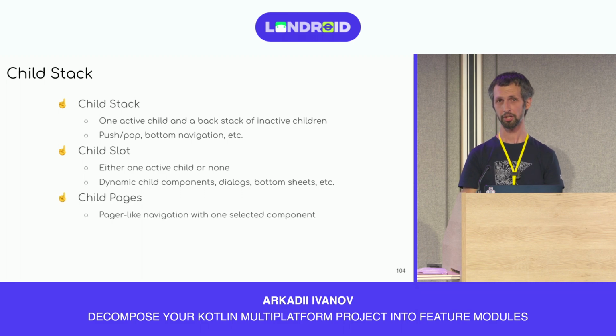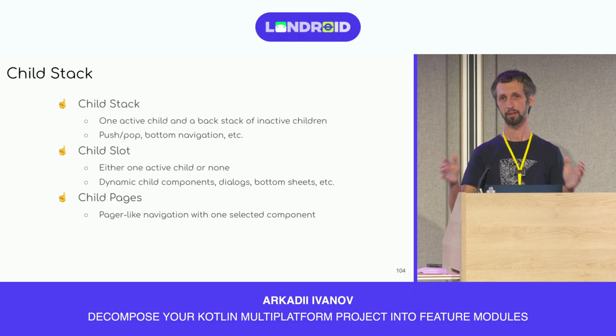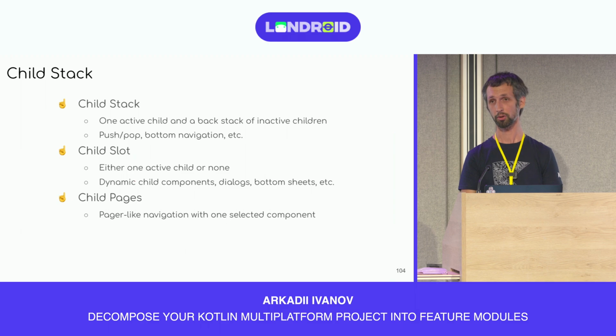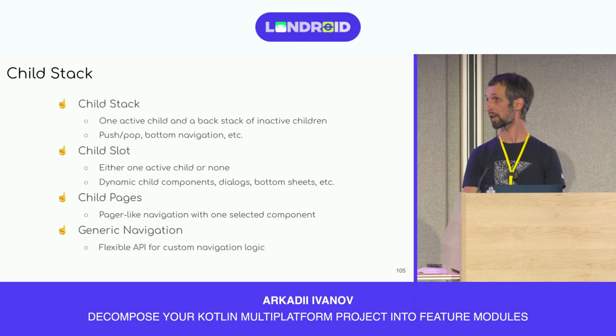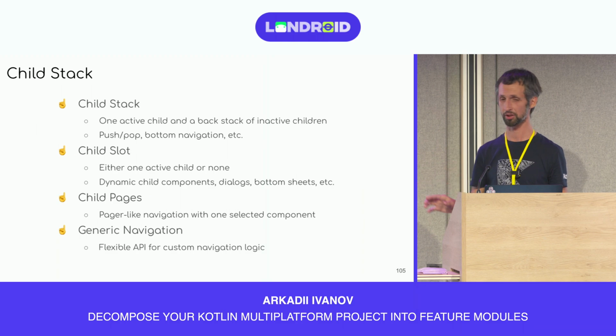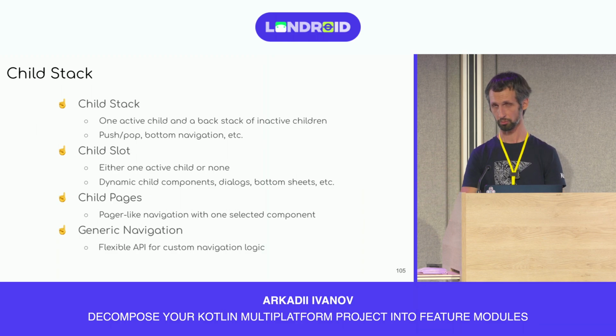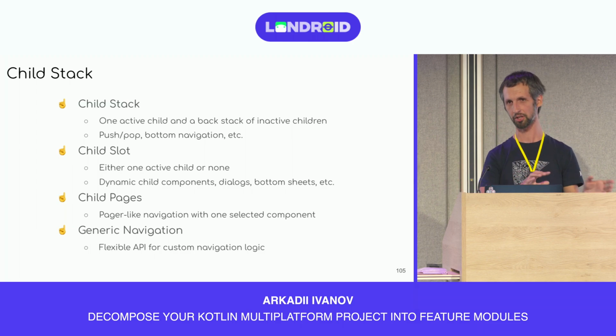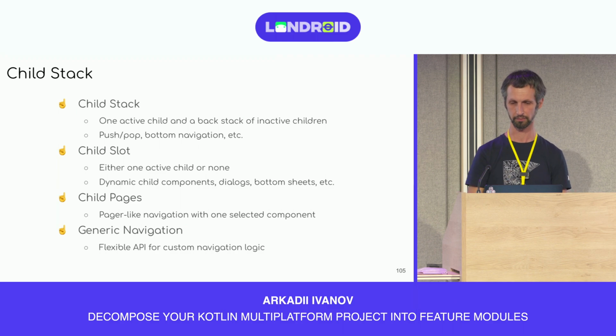The third one is child pages, which is useful for paging navigation. You have a number of components in a pager, and the user can slide them forward and backward. You can attach them to Compose horizontal pager, for example. And if nothing works for you, there is always generic navigation as a fallback option. You can use this to define your own full-featured navigation API for your needs, which allows almost any kind of navigation. You can switch components as you like, manage the lifecycle events, and it's declarative as well.